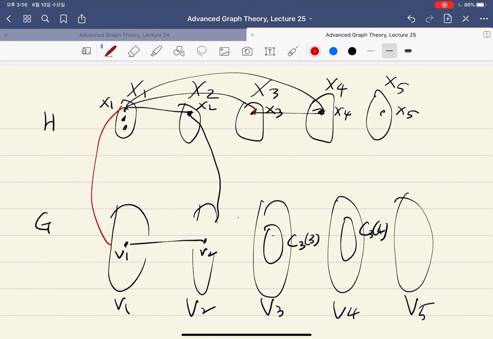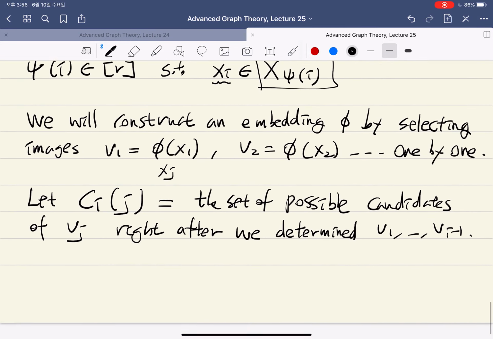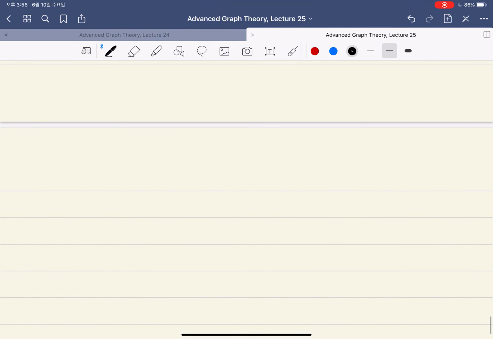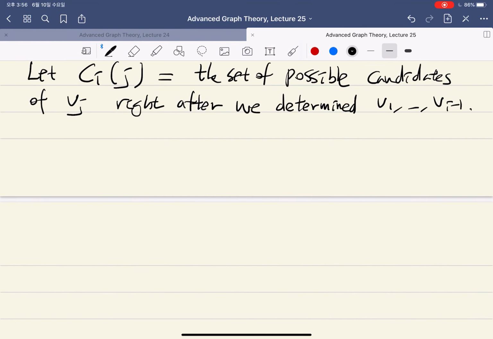So in this picture, X3 has only one earlier neighbor. So the only restriction here is that we have to embed these vertices into neighbors of V1. So C33 is exactly the neighbor of V1 inside of this P3. This is how we denote the candidate set.